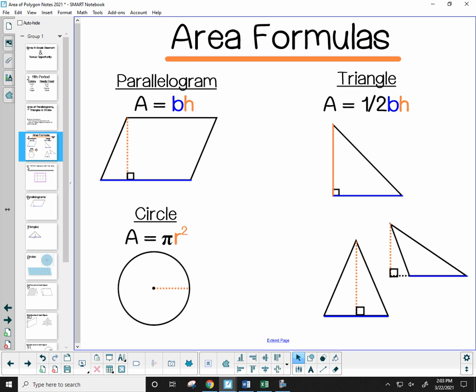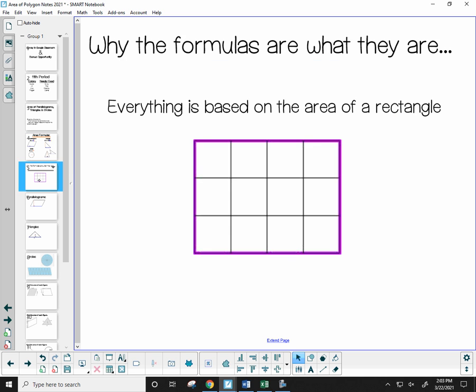Normally we discover all these, and I want to talk to you about where they all come from. You've probably talked about it in terms of a parallelogram and a triangle, but I also want to put it together with the circle. So I'm going to take a little trip down memory lane here.